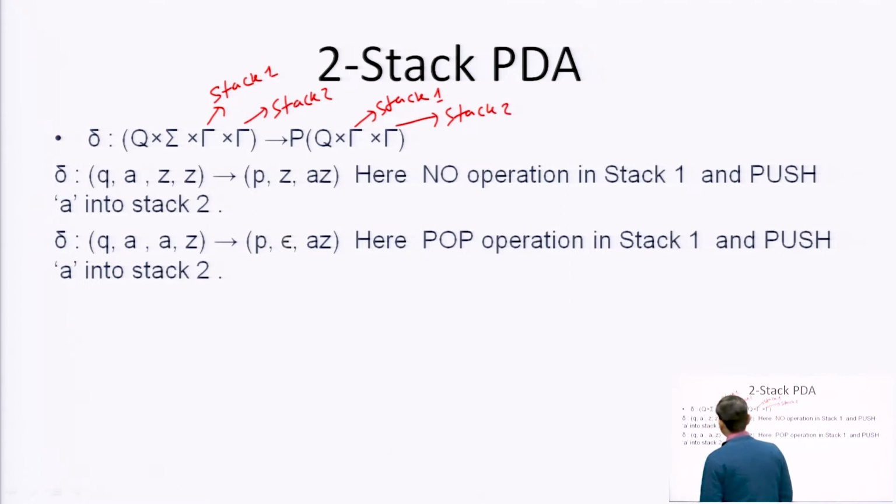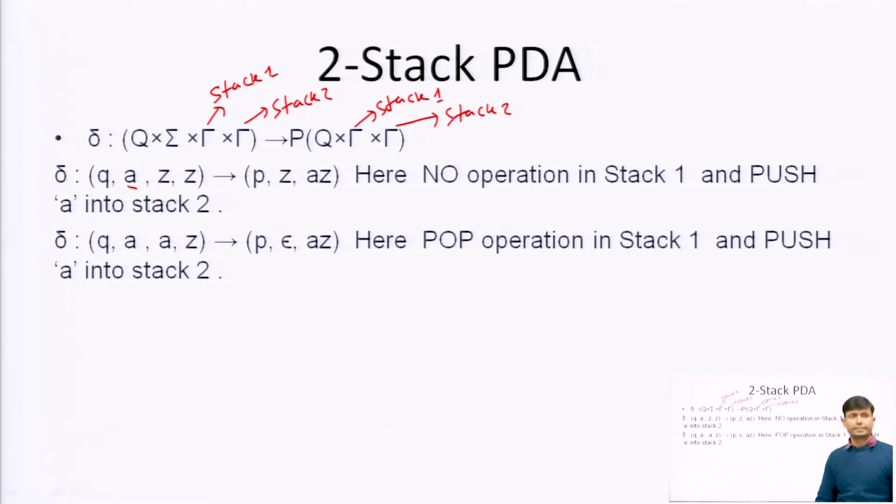So this is the transition. We have taken one example transition. Suppose the input alphabet is A, and both stacks have Z, the stack bottom, in both stack 1 and stack 2. So what we do here: in state Q, when you read the input alphabet A, stack 1 has no operation, and in stack 2 we push A into the stack.